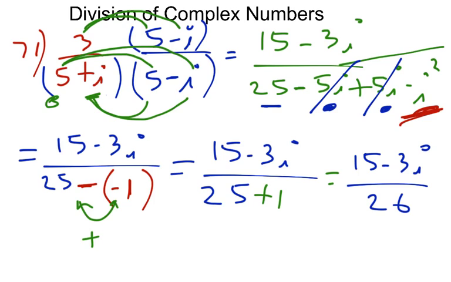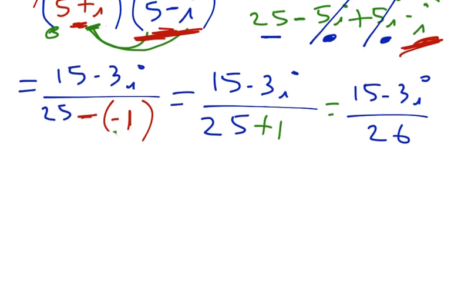As you can see, there are no i's on the bottom, and that's my goal. That's why I multiply times the complex conjugate. Alright, remember, you need to change one sign. So I already showed that I'm not going to get any i's on the bottom, but still we're not done.